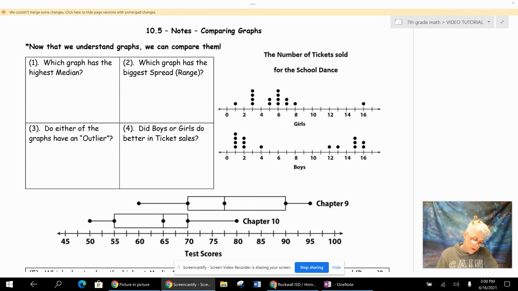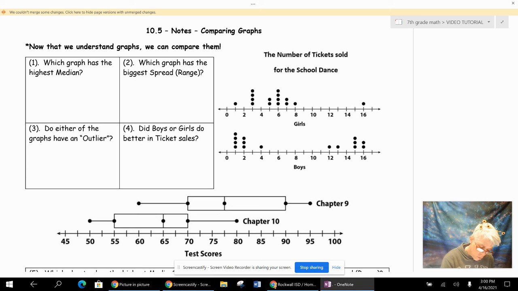This says number of tickets sold for the school dance by girls and boys. It says which graph has the highest median. And so we're going to go ahead and figure that out. So I could write out, as we looked at before, all the numbers individually, or I can just go ahead and look at the dots. And I want you to listen and see how I do this.